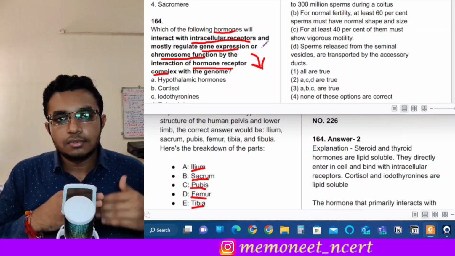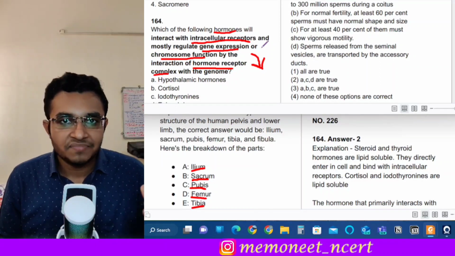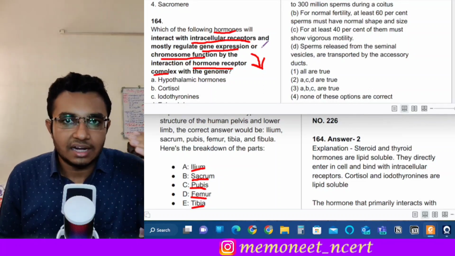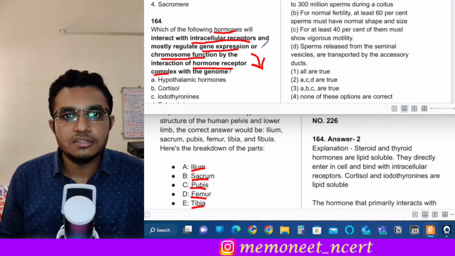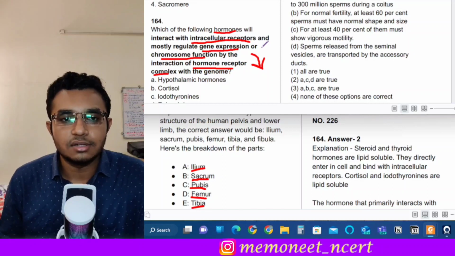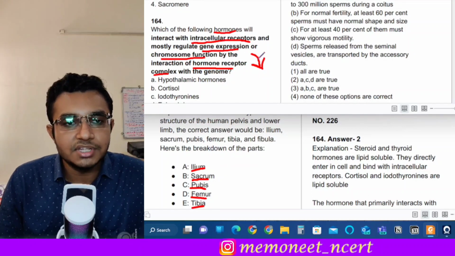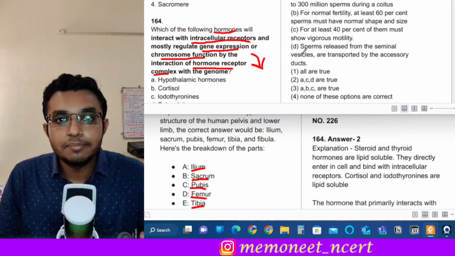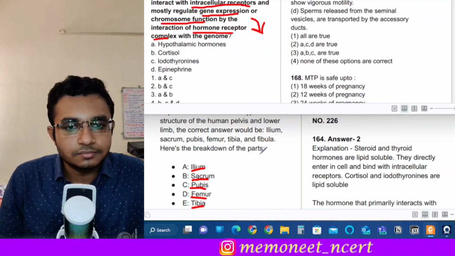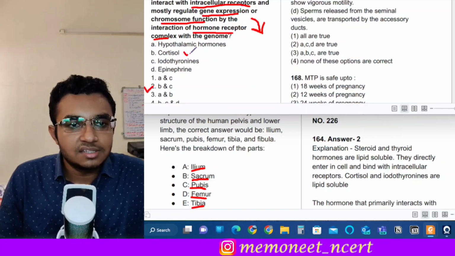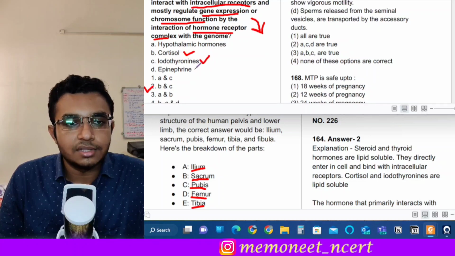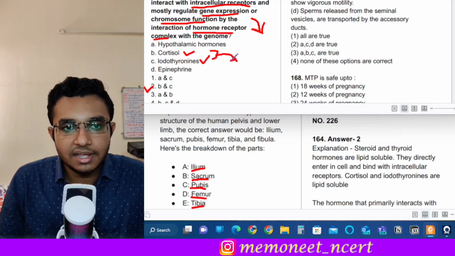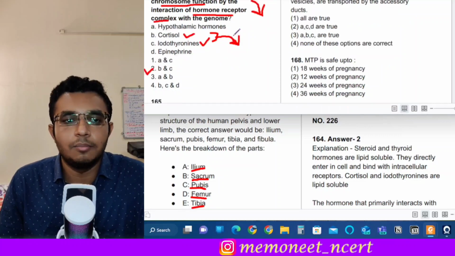Because see, how does the gene expression take place? The gene expression takes place by formation of the RNA from DNA. That is called transcription. And after the formation of RNA, it will form respective proteins. Okay, and that process is called translation. So therefore, it will express the gene in this way. So the hormone will enter the cell, and to enter the cell, what is required? The hormone should be lipid soluble. So here the correct answer is option 2, that is B and C. Okay, so see, cortisol and the iodothyronines or the thyroid hormones, they act via the intracellular receptors. Okay, they will enter inside the cell and then they produce the effect by forming the hormone receptor complex.